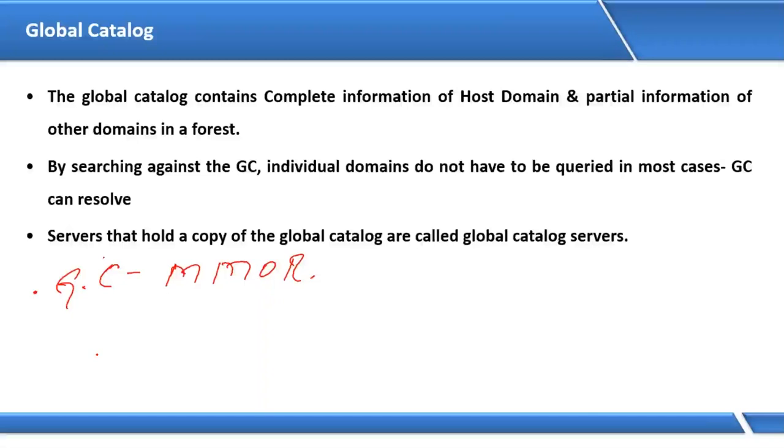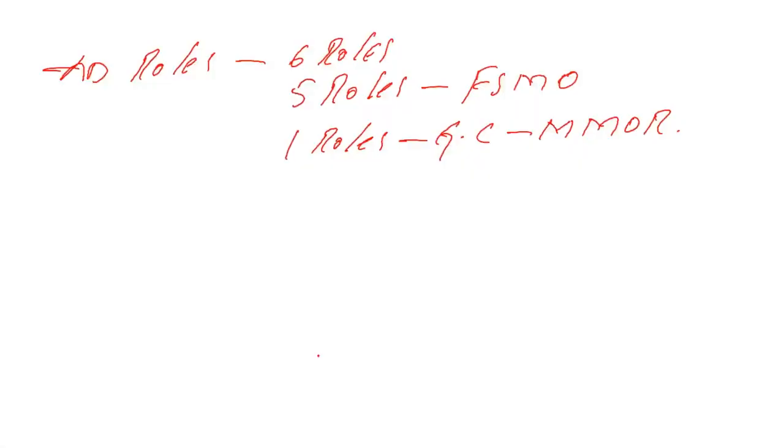Okay. Now try to understand here. The first 5 roles are called flexible single master operation roles. Single master means between DC and ADC, DC is the master. All the roles are available in DC. That's why it's called single master. But global catalog is called a multi-master operation role. So it means I can install this role in multiple domains in my forest. That's why it's called multi-master operation role.